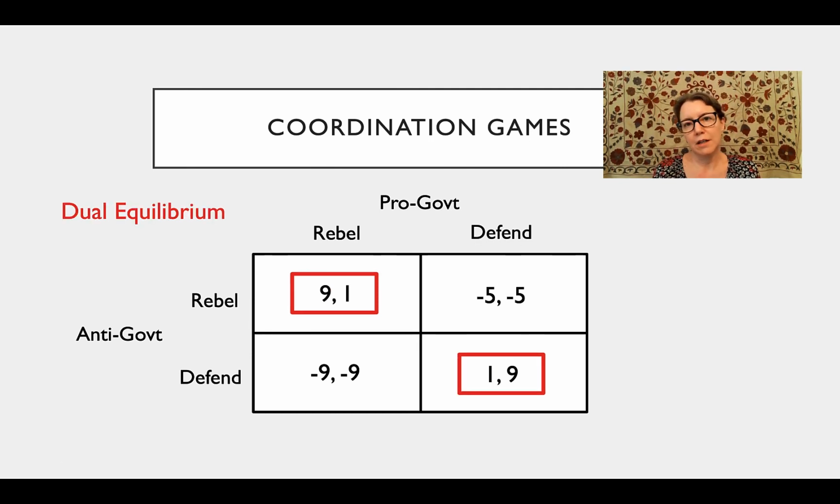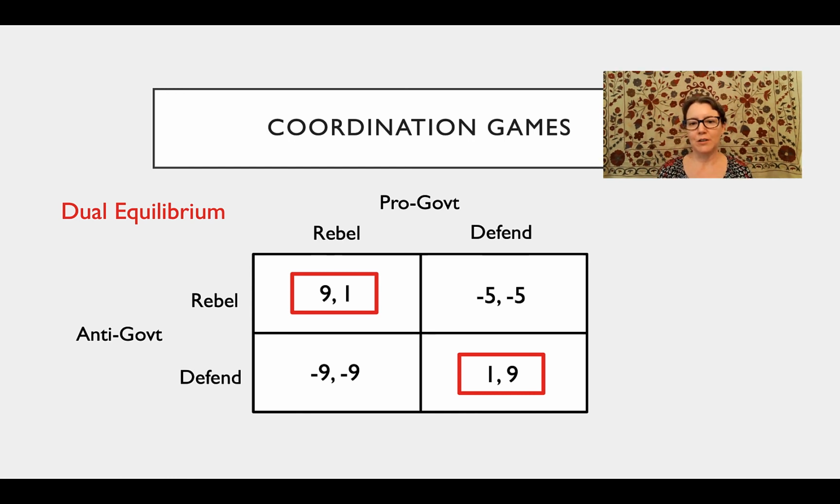This is what they call in game theory a dual equilibrium solution, where there are two possible outcomes that benefit the players, where anti-government forces rebel and pro-government forces rebel, or when anti-government forces stay loyal and pro-government forces stay loyal. There's no real way to judge between these two just from the game itself. Which outcome actually happens, gets chosen, depends on the individual actors in real life.